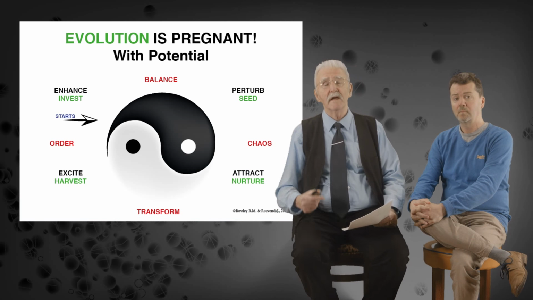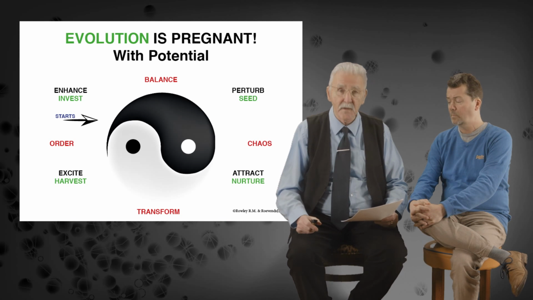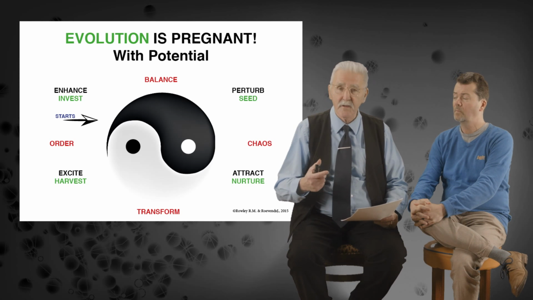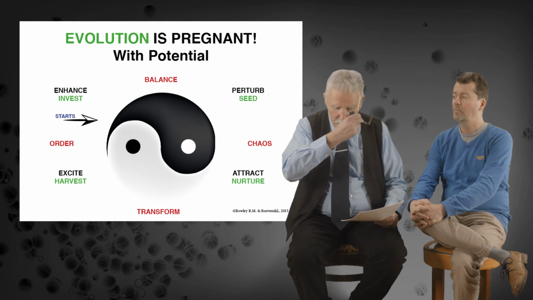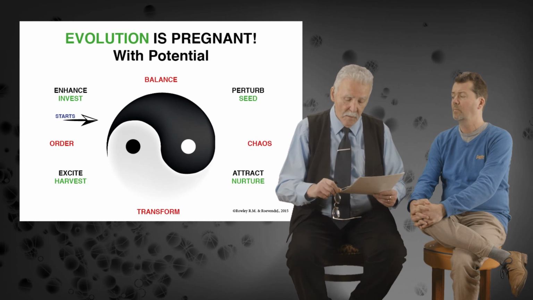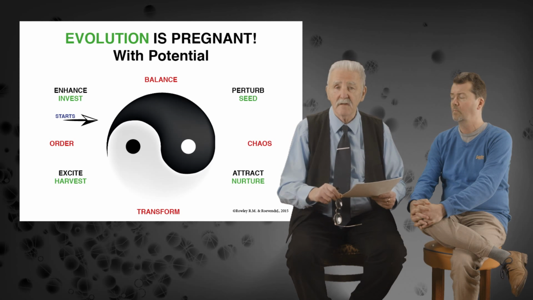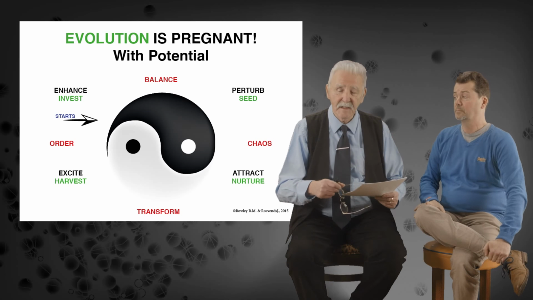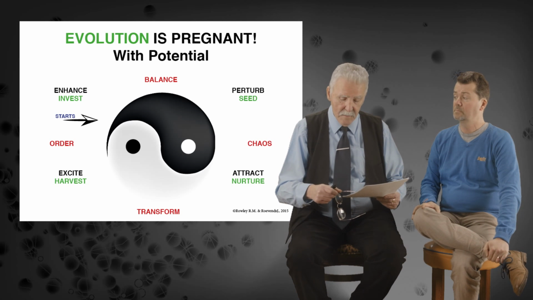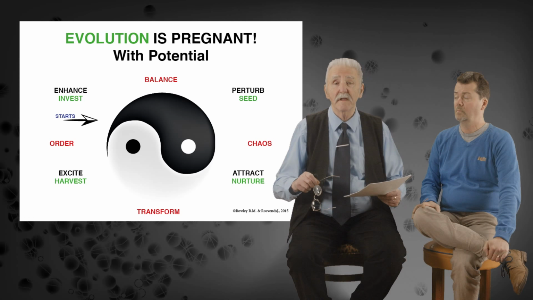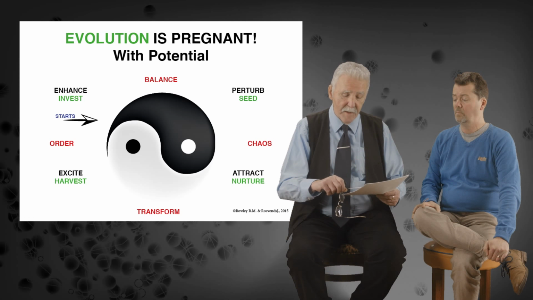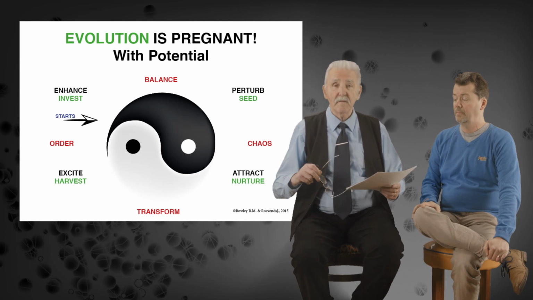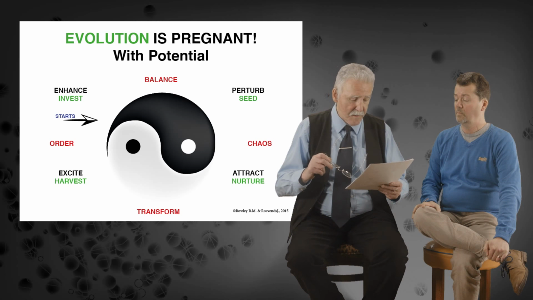So looking at our model, thinking about evolution is pregnant with potential. And look at the way things happen in nature. If you're a farmer, you will invest in your seeds. You'll decide what the weather's going to be like this year, God help you. And you will seed, perturb, nurture the seeds, that's the attract phase, and the fourth phase will be the harvest. So in farming and agriculture, enhance, perturb, attract, excite can also illustrate the way farmers work.